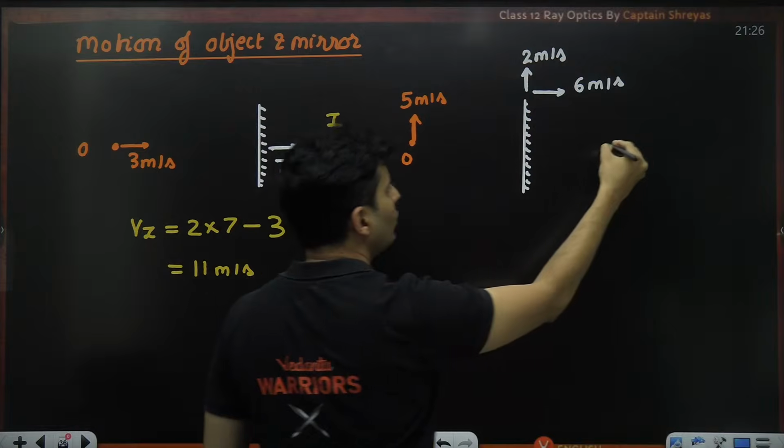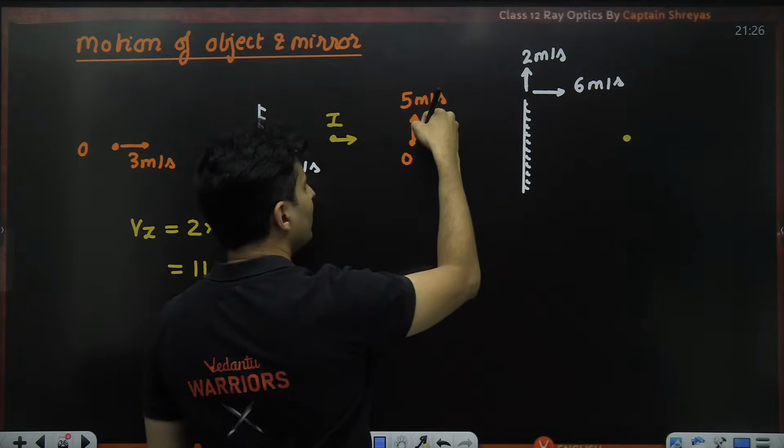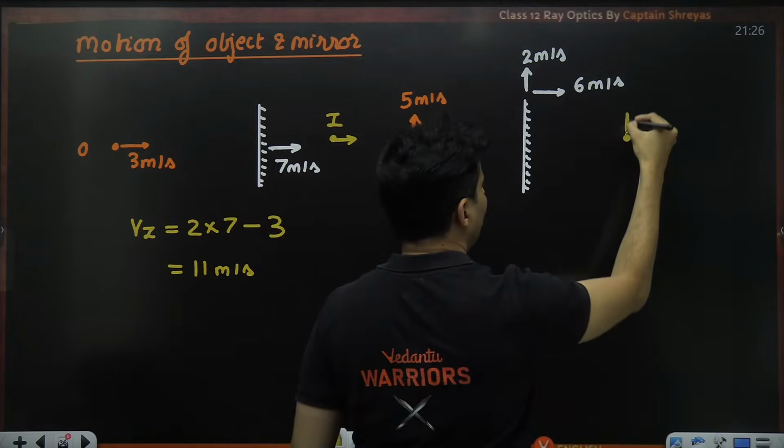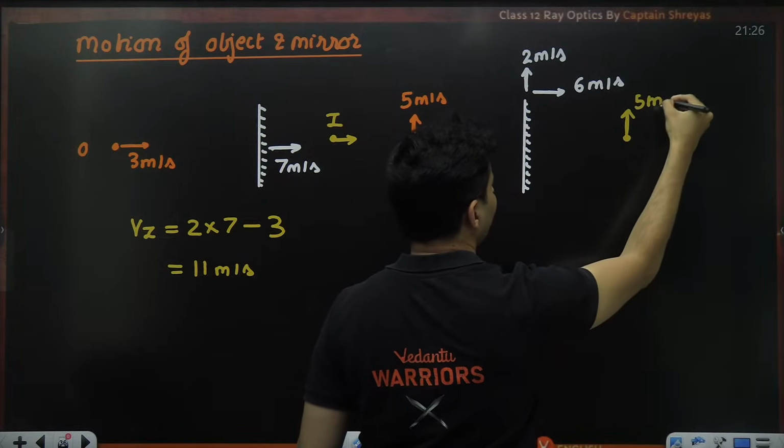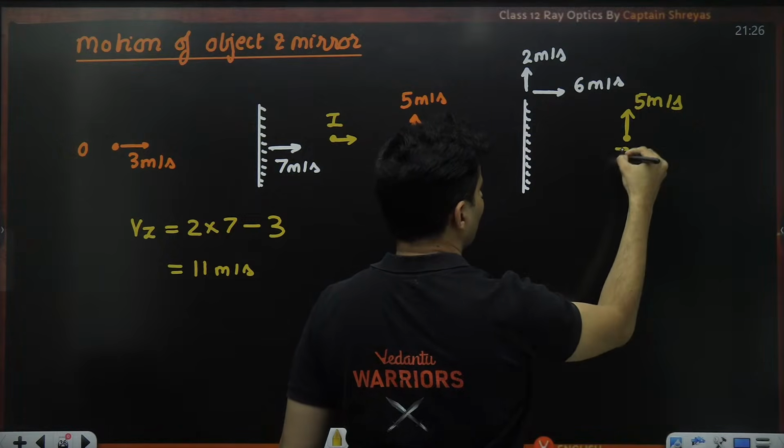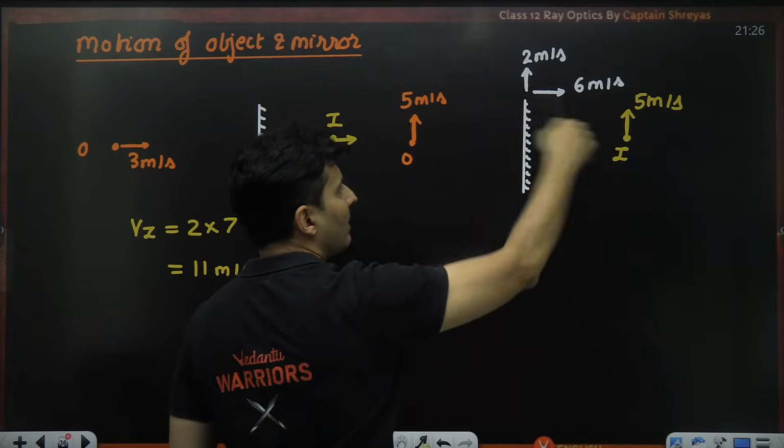This 2 will have no effect at all. This 5 will ensure that in the parallel direction, the speed will still be the same. So, the only thing is the perpendicular direction.